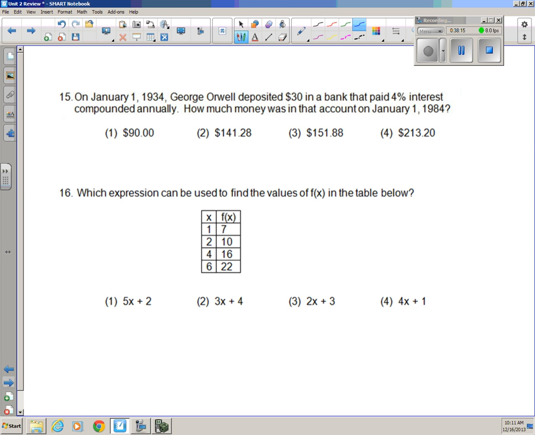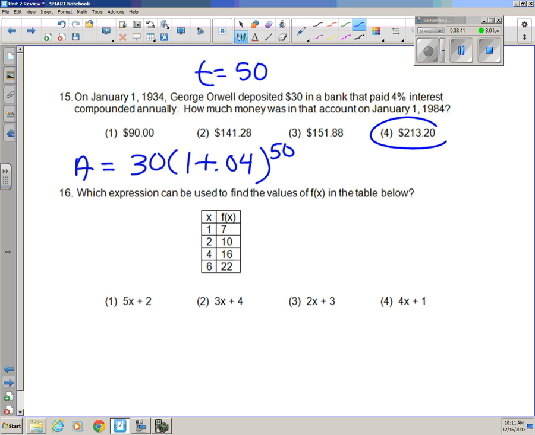On January 1st, 1934, George Orwell deposited $30 in a bank that paid 4% interest compounded annually. How much money was in the account on January 1st, 1984? So that's a time period of 50 years. So the amount that's in his bank is the $30 he started out with, times 1 plus the 4% compounded annually, to the 50th year, and this ends up being $213.20.